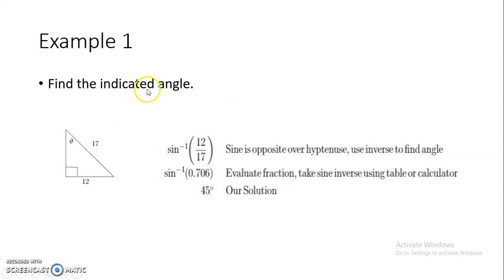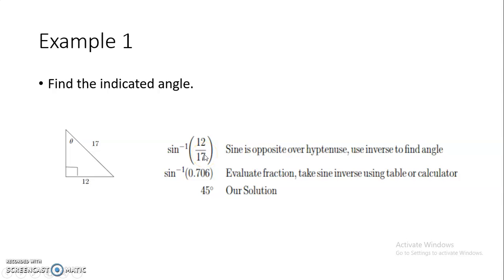The first example asks us to find this angle. So what do we have? We know this is H because it's opposite to the right angle. And this must be O because it's opposite to the angle we are looking for. So what trig function can we use? We can only use sine. Okay? So now we put here the inverse notation, then we put the ratio, which basically means opposite divided by H.